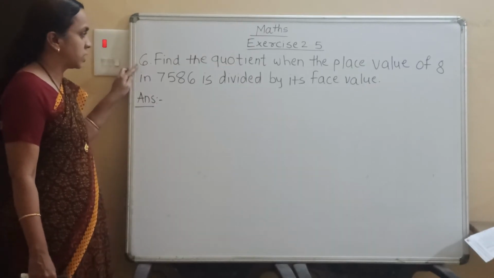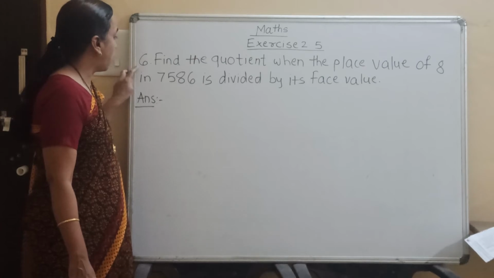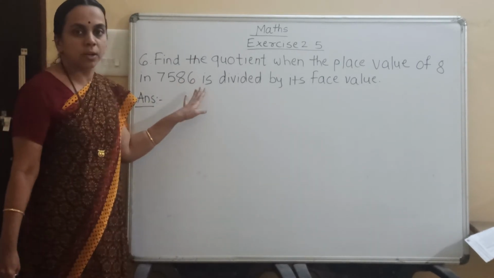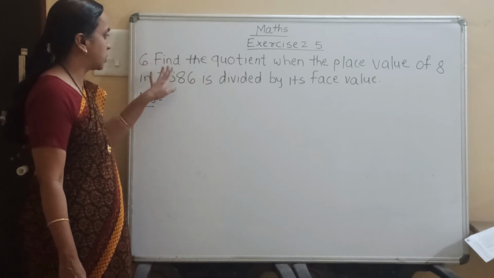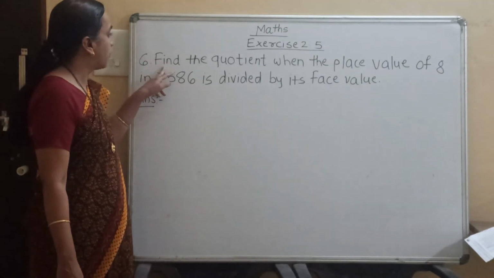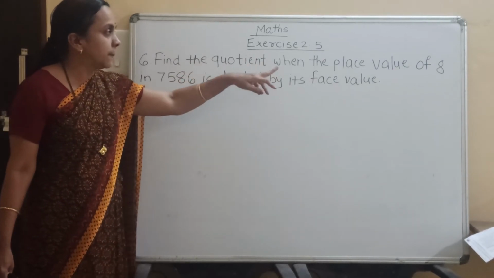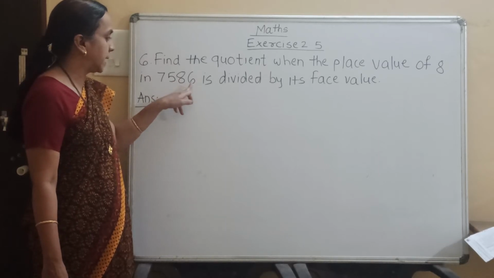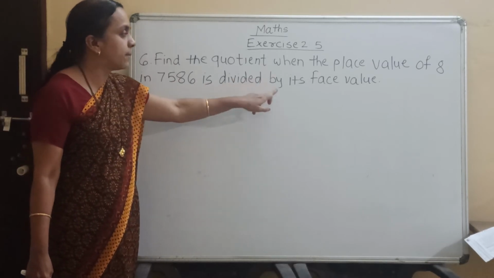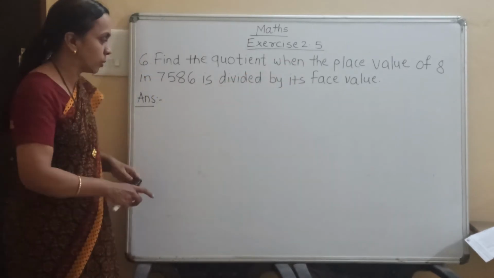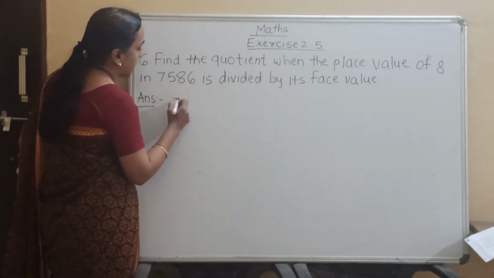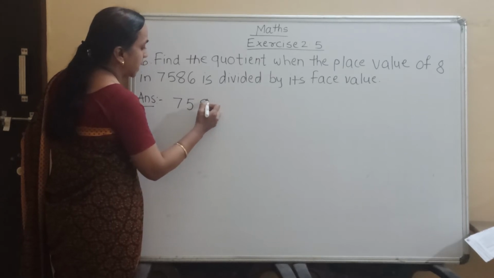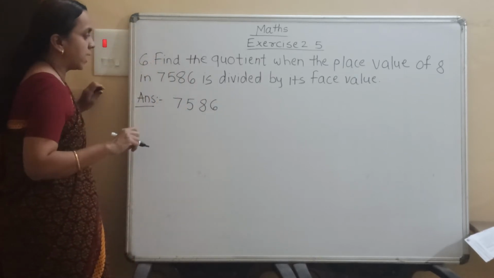Now see sixth question. 4, 5, 6, 7, 8. All these questions you have to write down in your notebook. So sixth question also you write down in your notebook. Find the quotient when the place value of 8 in 7586 is divided by its face value. So first you write down this number 7586. So what do we have to find out?